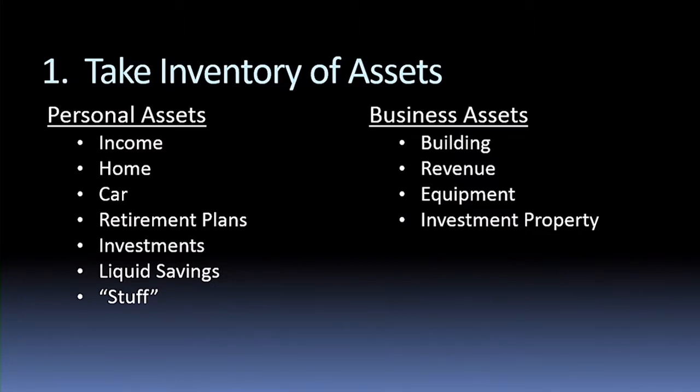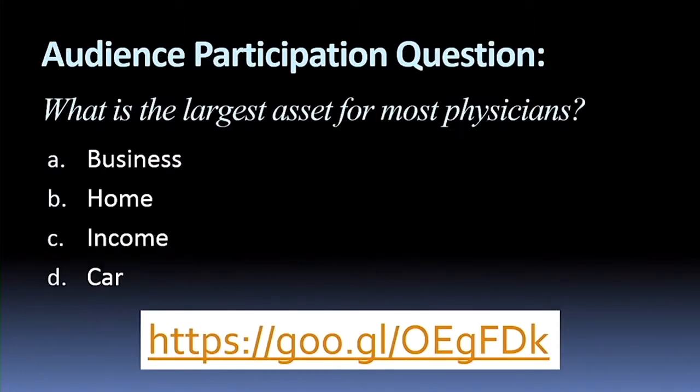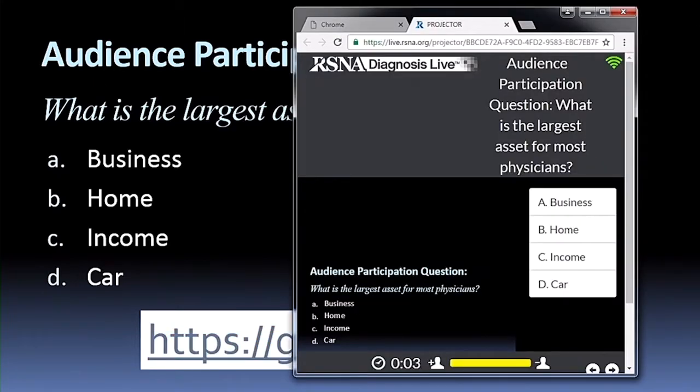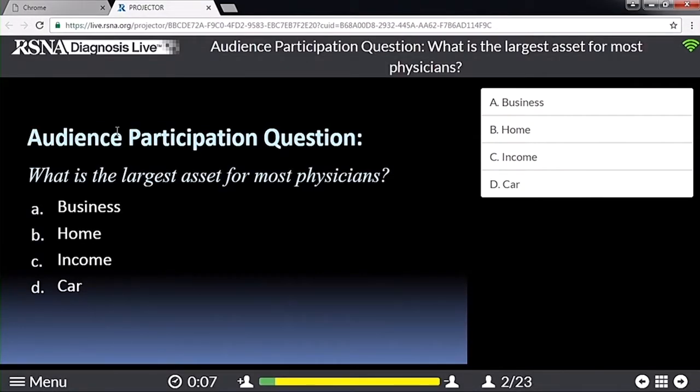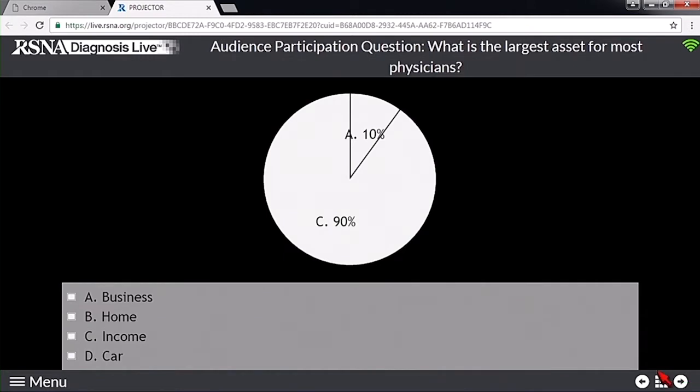But taking a look at the personal assets as well, this is an area that I think mistakenly physicians are not planning for adequately in one of these areas. So I've got an audience response question. So the question posed is, what is the largest asset for most physicians? A lot of people, they think of tangible assets as being their largest asset. So kind of keep that in mind as you answer this question. 90% of you got it right.